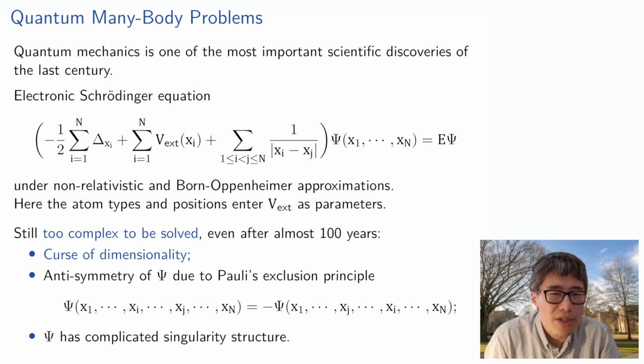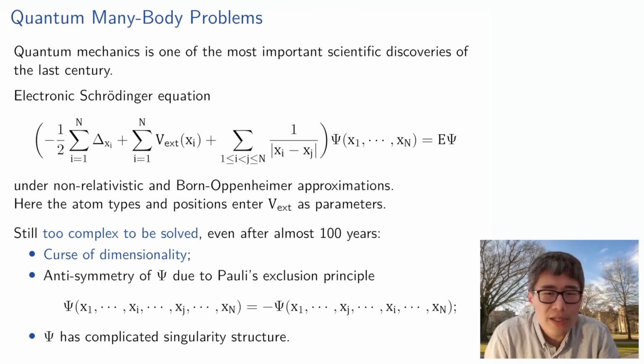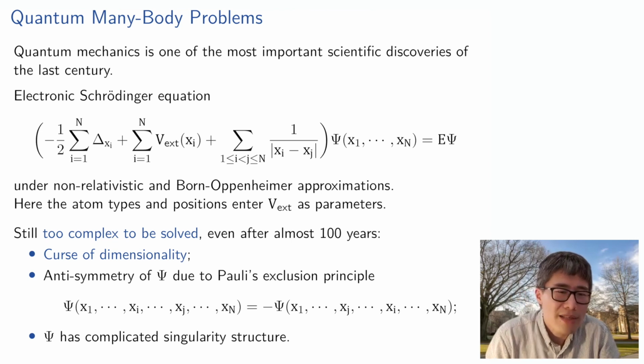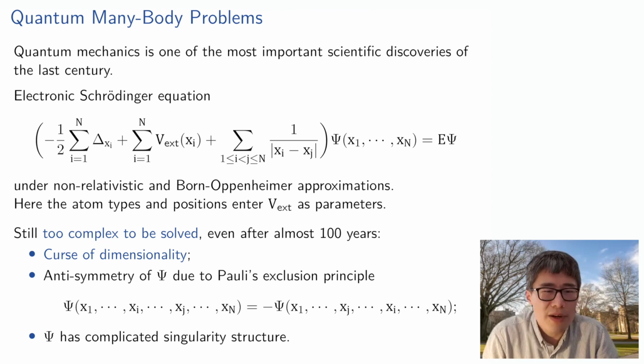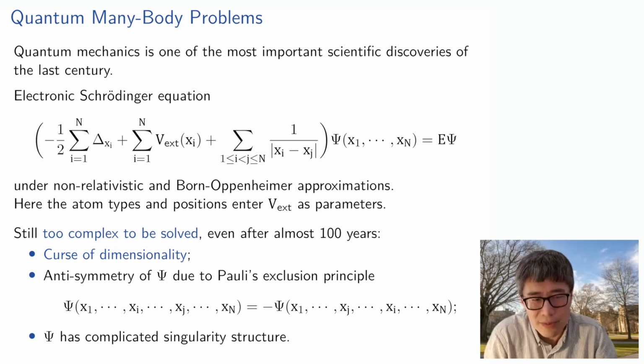The essential difficulty is the following. If you look at this function psi, it depends on these n variables, x1 through xn, and these can be thought of as the positions of the electrons. So let's say you have a system with 10,000 electrons, then this is a function that depends on 10,000 positions in 3 dimensions, so this function is 30,000-dimensional.